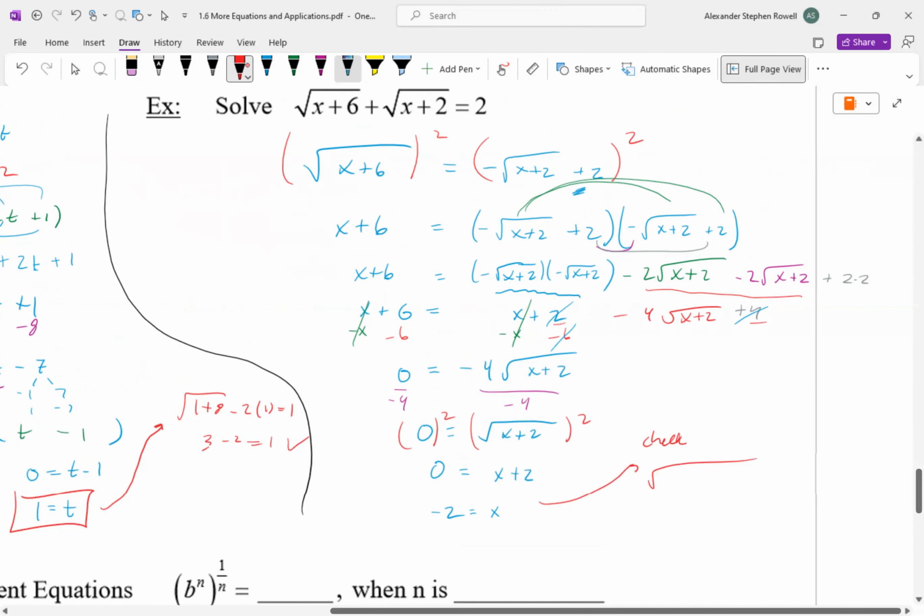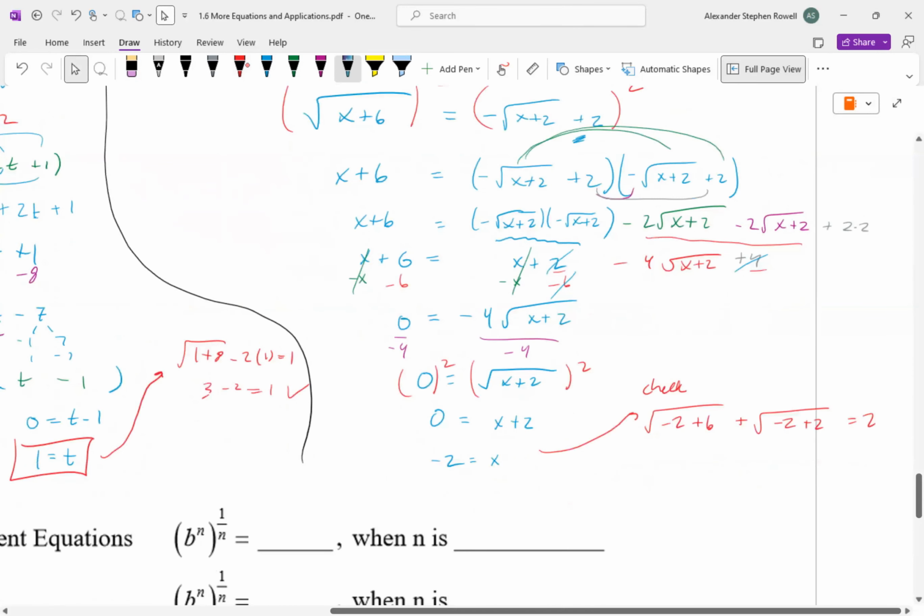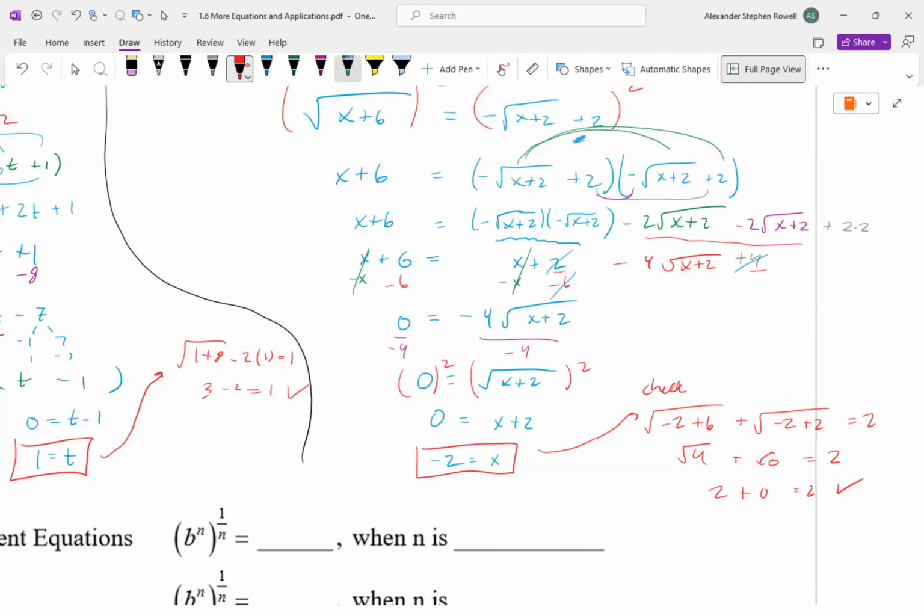Oh, what a pain. All right, square root of negative 2 plus 6 plus square root of negative 2 plus 2. This one's not so bad. So square root of 4 plus square root of 0. Is it true? 2 plus 0 is 2? Yes, x equals -2 is our one and only solution.